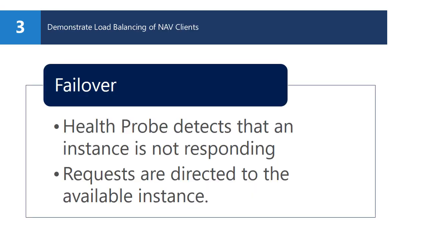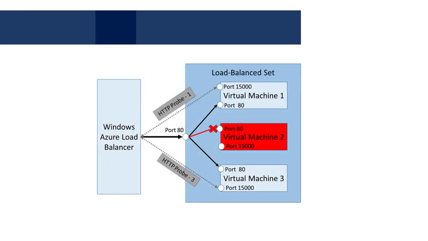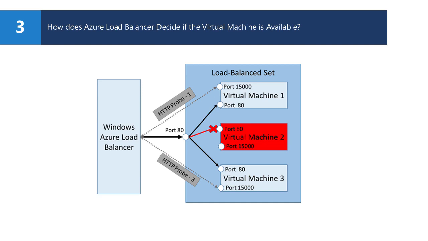So failover works because the health probe is always polling to see if the machines are available, and the health probe, if it detects that a machine is not responding, then it directs it to one of the other instances that's available. So here's a diagram just showing how that works simply. So showing here that if one of the machines has failed to respond, it starts directing traffic to other machines. So that's basically how the availability part of the load balancer works.